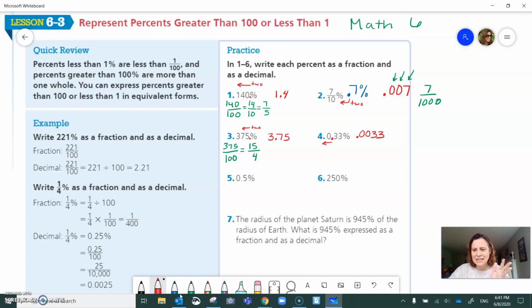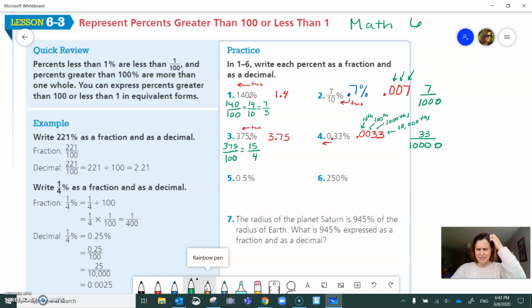0.0033. And you're looking at the last digit to figure out what number it should go over. This is the tenths place. This is the hundredths place. This is the thousandths place, and this is the 10,000ths place. That's the next one, right? So it would be 33 10,000ths. Glad we did it that way. There is an easy way and a hard way to do these, for sure.